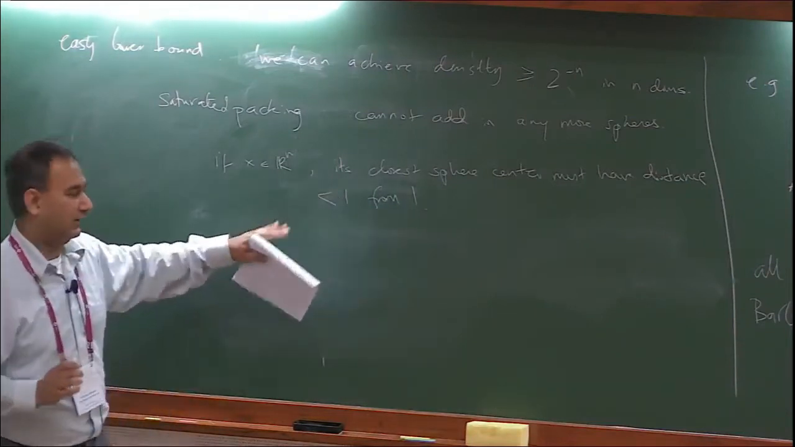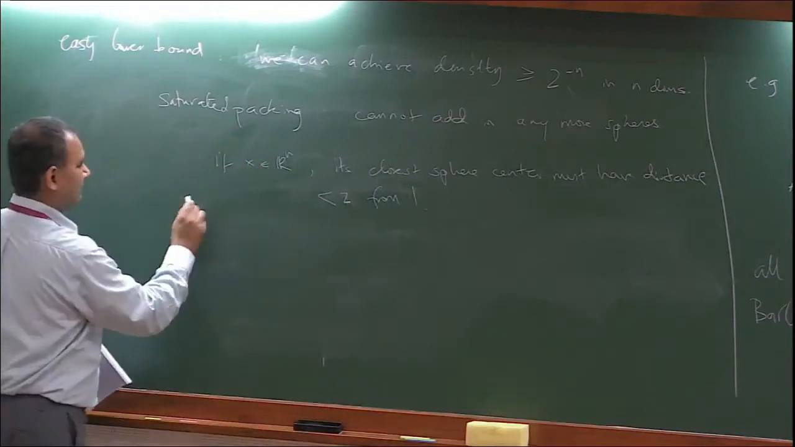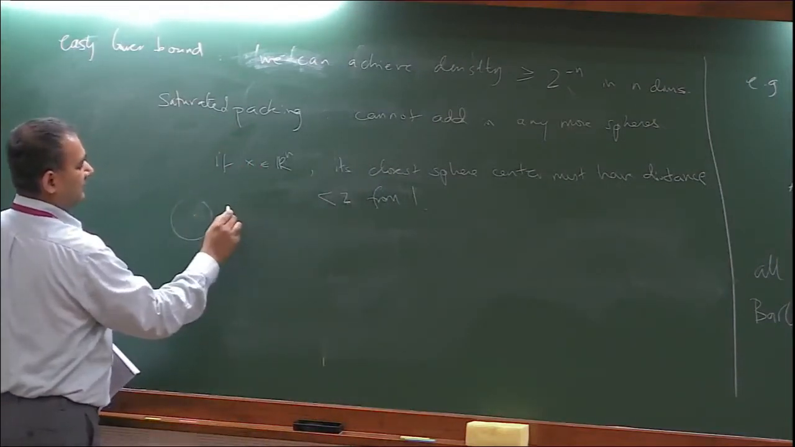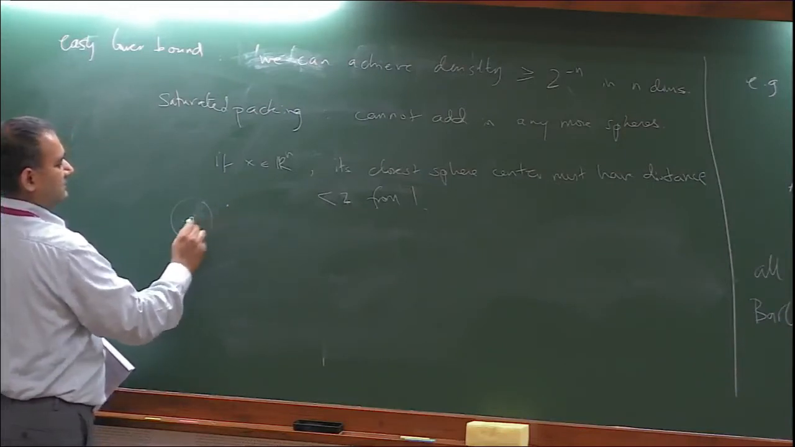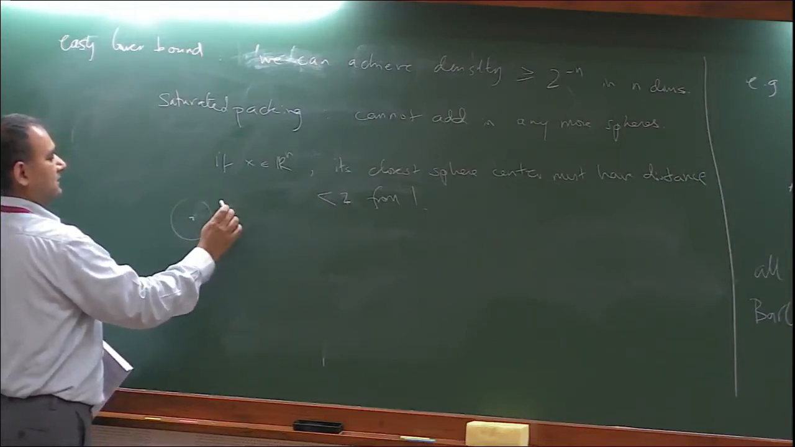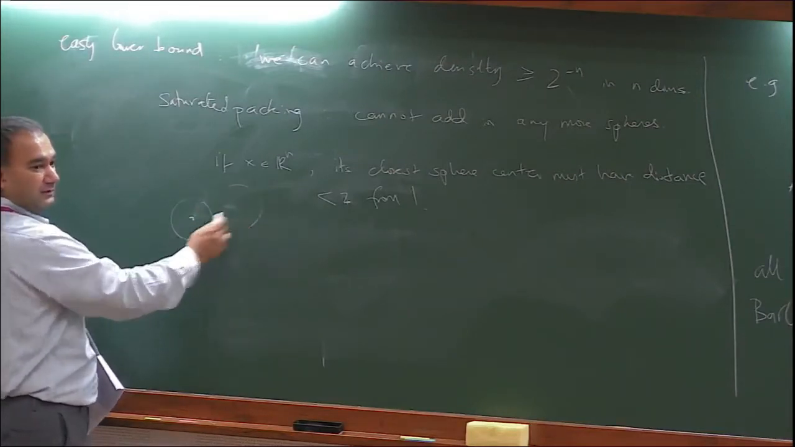Okay, so every point in space, therefore, has a sphere center at distance at most 1. Sorry, not 1, I should say at most 2. You have a sphere, and I cannot have something at distance more than 2, because otherwise the closest one would have distance at least 2, and I could put in one more sphere.